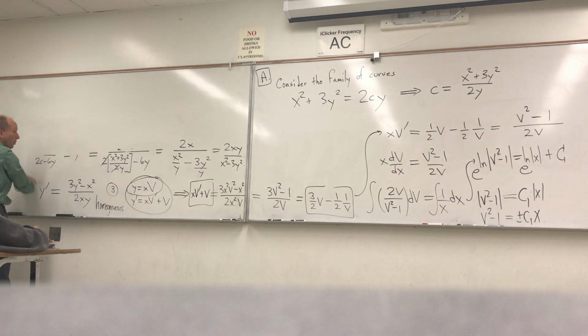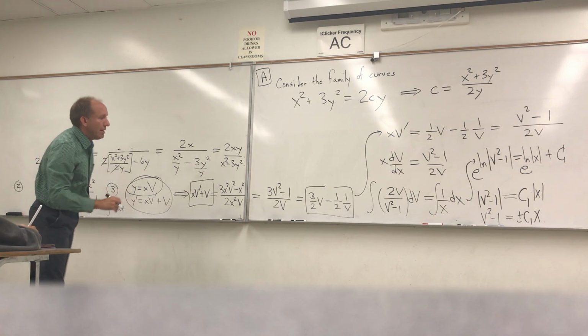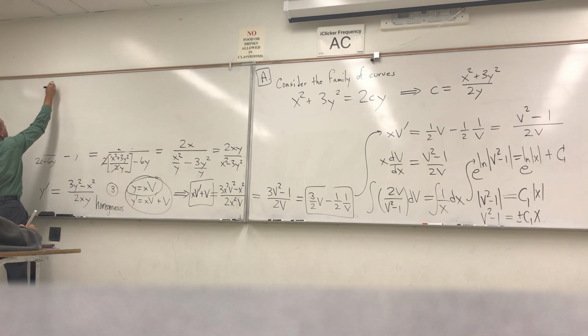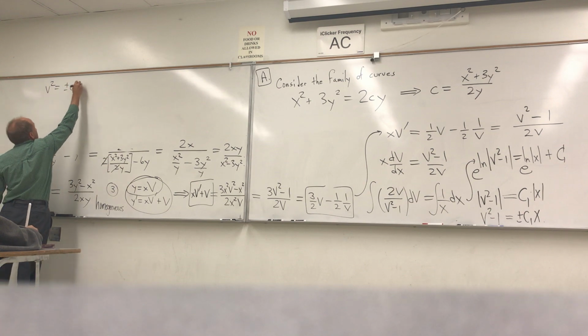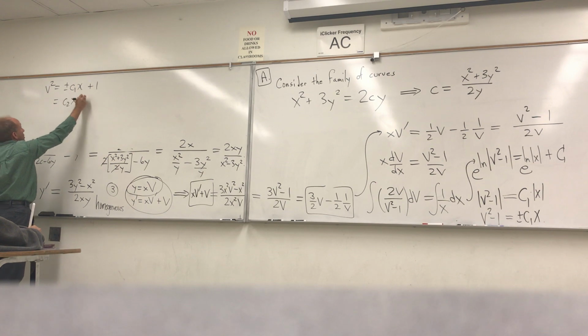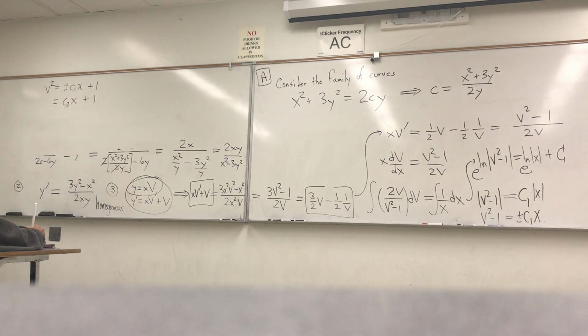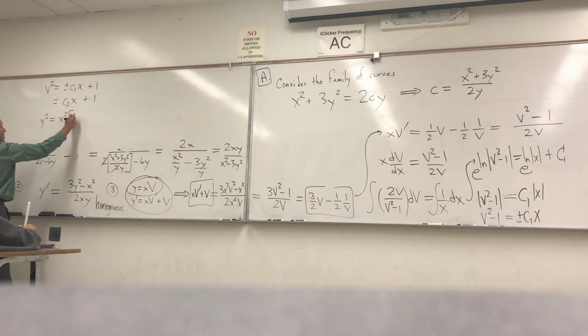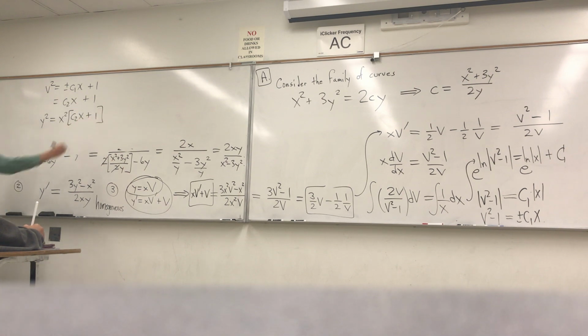I think we can actually solve for y here, right? So v squared is equal to plus or minus c1 x plus 1. Again, c1 plus or minus c1 is just c2. So I'll just say c2 x plus 1. And now I can solve for y squared because it's equal to x squared times v squared. And so there you go. This would be almost explicitly solved for y. Y would now be plus or minus the square root of all of that.